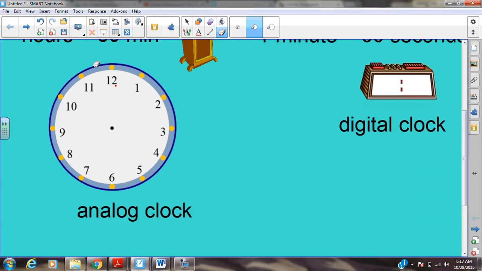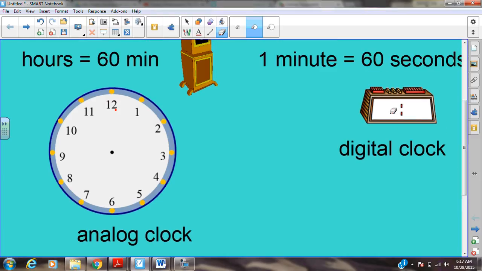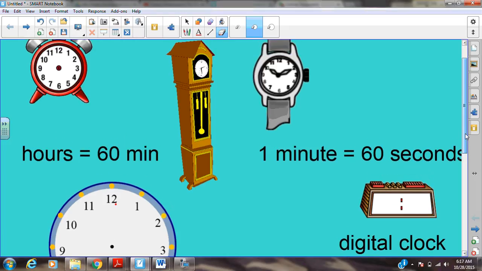There's the analog clock, which has a face with numbers around it and hands on it. And then there's the digital clock that just shows you the number. The digital clock is what you see when you look at your phone, or if you look down here at the computer, you can see the time. Time has many units of measure. Today we're going to talk about seconds, minutes, and hours.